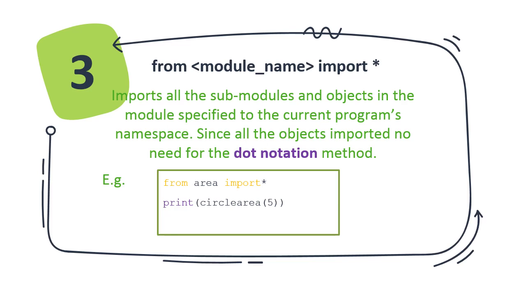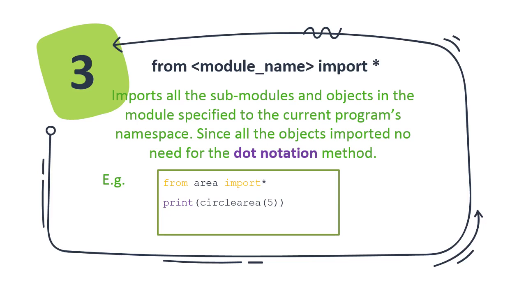So there also, you don't have to use the dot notation method, since all the objects are imported at once. You can directly specify the function and pass arguments to it, and then you will get the output.